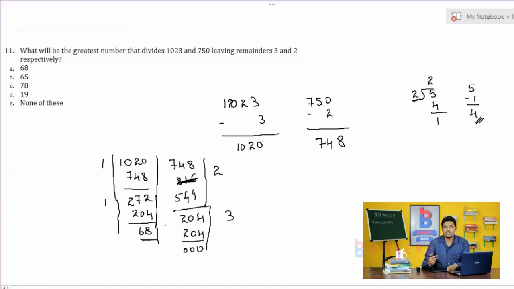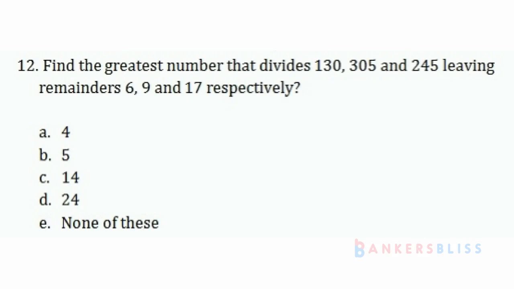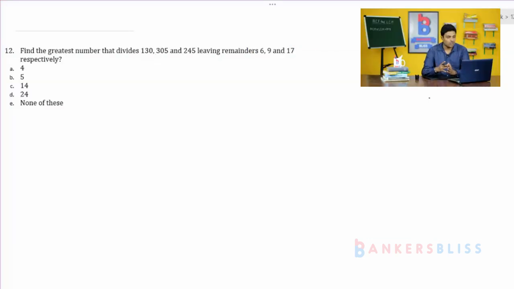Next, let us go to the next problem, problem number 12. Find the greatest number that divides 130, 305 and 245, leaving remainders 6, 9 and 17. The problem is very much related to the previous one. In the previous problem they had given only 2 numbers, but here they have given 3 numbers: 130, 305 and 245.